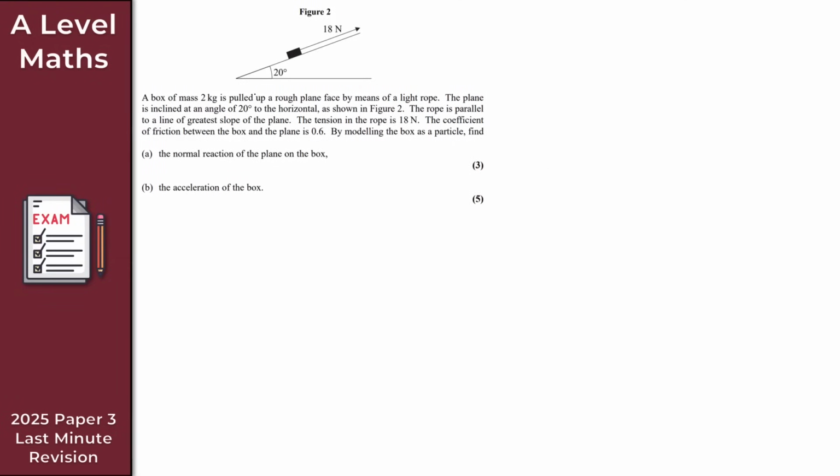Now for the next question here, question 6, as we can see then we've got figure 2 here. Now what do we have for this question then? So we've got a box of mass 2 kilograms that's pulled up a rough plane by means of a light rope. The plane is inclined at an angle of 20 degrees to the horizontal, but we can see that in figure 2, right? And the rope is parallel to a line of greatest slope of the plane. The tension in the rope is 18 newtons. So again, we can see that in figure 2, right? What we're also told here is the coefficient of friction between the box and the plane is 0.6. And by modeling the box as a particle, we want to find the following things here. So to get us started here then, we have part A.